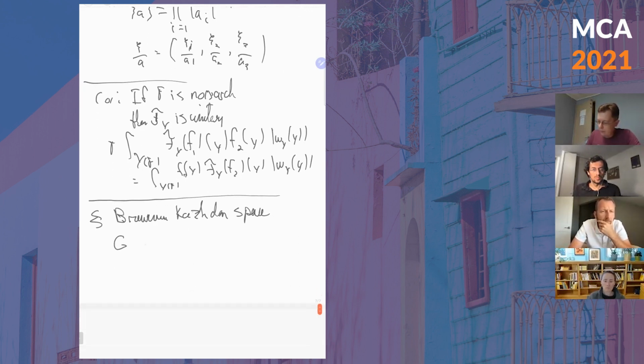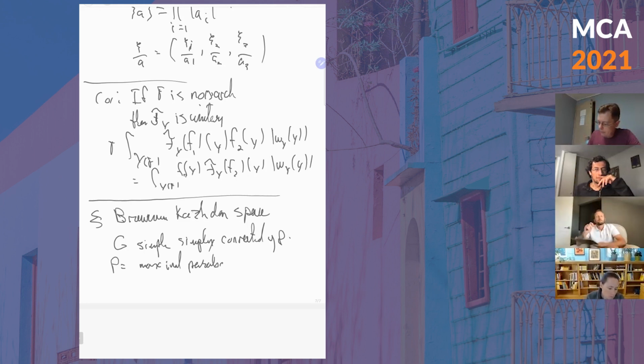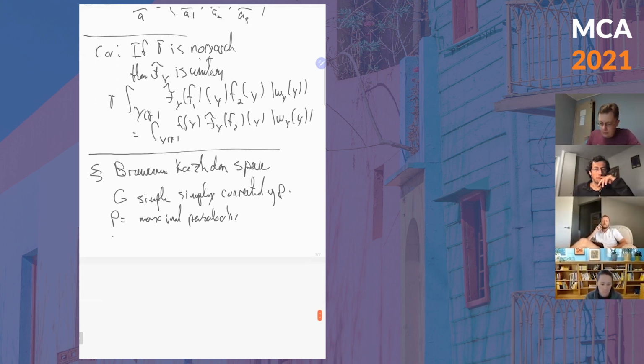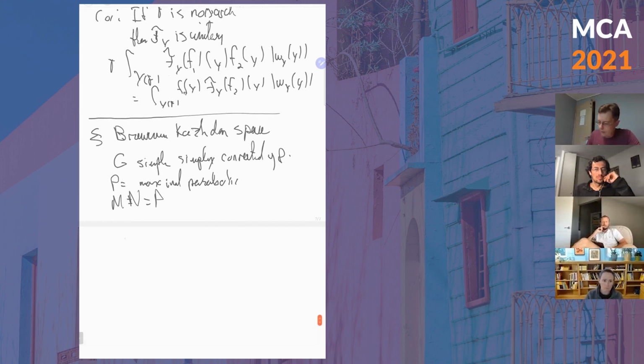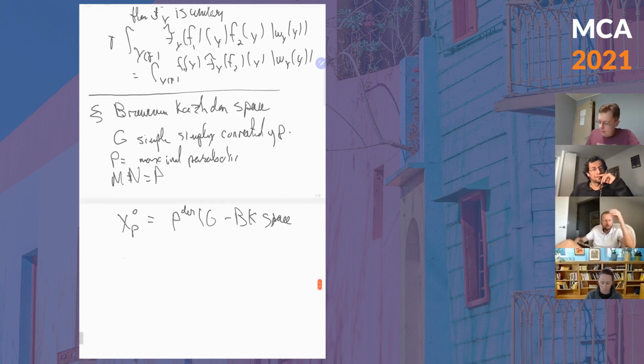So you give yourself a simply connected group. Give yourself a minimal or a maximal parabolic. Let MN equals P be the Levi decomposition. And then we have X_P circle, the derived group of B. This is a Braverman-Kazhdan space. And let X_P be its affine closure.